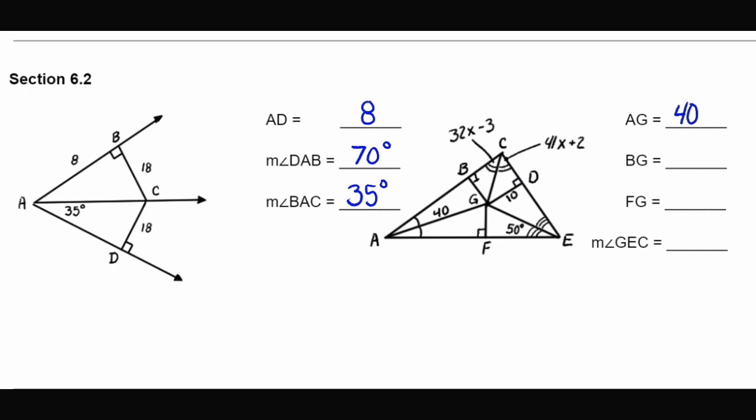Let's look at AG. AG is 40, so I just write down 40. The point BG is a little bit harder, but as we notice, AG is an angle bisector, CG is an angle bisector, and EG is an angle bisector. And the intersection of three angle bisectors is known as the incenter of the triangle, which means the distance from that to any of the sides will be the same. So since GD is 10, that means BG is 10.